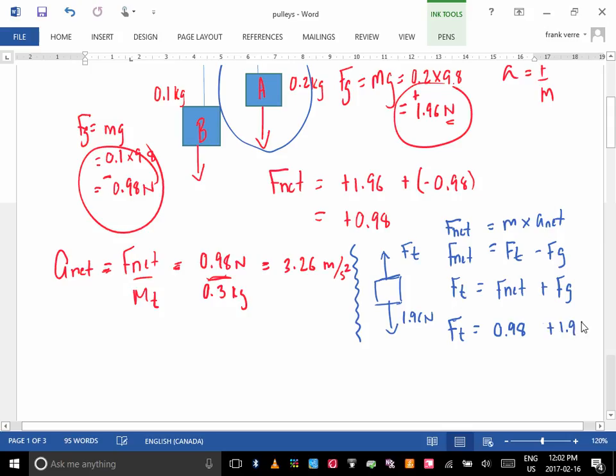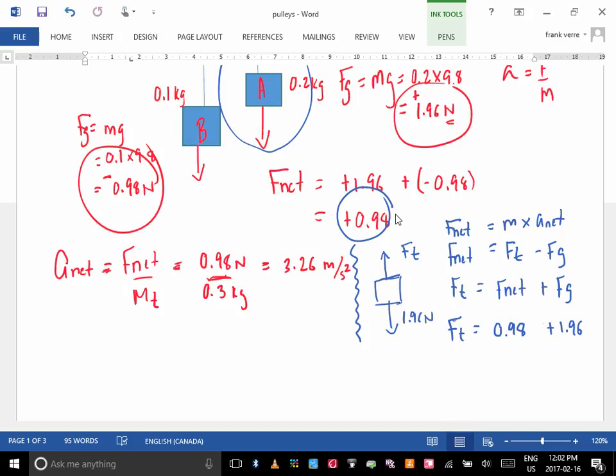But let's be careful here. Hold on, let's be careful here, right? We've got a problem here, don't we? Our net force was positive 0.98, correct? If we add those two numbers up, we're going to get a number that's bigger than 1.96. So there's a problem here. Either we made a mistake, or we're not interpreting the sign correctly.